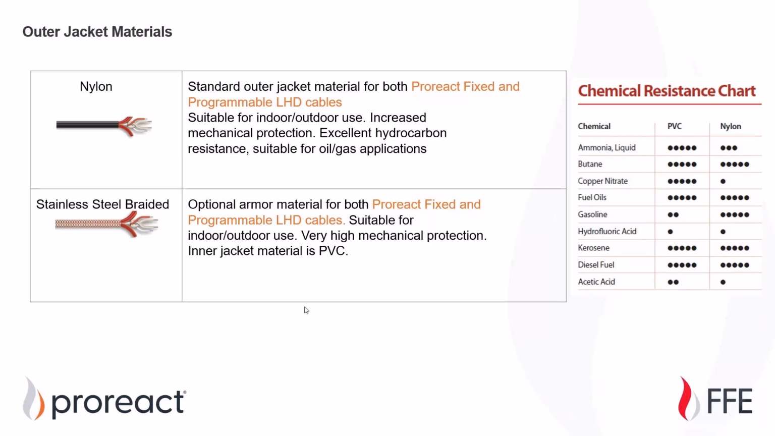And this goes for both versions, both fixed and programmable. Our standard outer jacket material is nylon. You can see the chemical resistance for nylon versus PVC. We can also still provide PVC if that is more desired or required for certain things. But nylon does have a little bit better mechanical protection, direct sunlight, as well as gasoline resistance. And then stainless steel braided, which is over a PVC, is an armoring material, so it's going to give obvious mechanical benefits when it comes to fork trucks and different damage that can occur in the field.